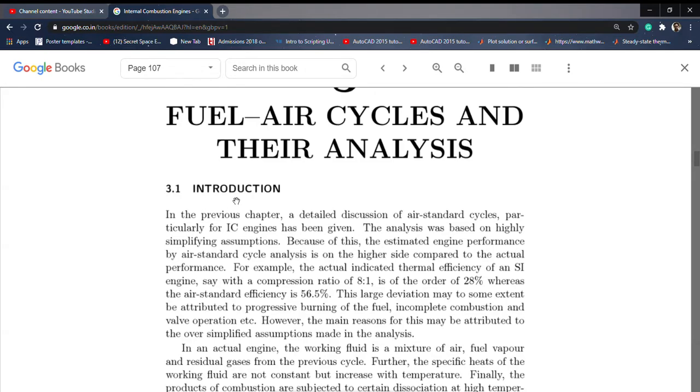So we will start with the introduction. In this chapter, a detailed discussion of air standard cycles, particularly for IC engines, has been given. The analysis was based on highly simplified assumptions. Because of this, the estimated engine performance by air standard cycle analysis is on the higher side compared to the actual performance. You can see the air standard cycles which we had done in the previous chapter. They show higher efficiency and higher performance as compared to the actual engines.